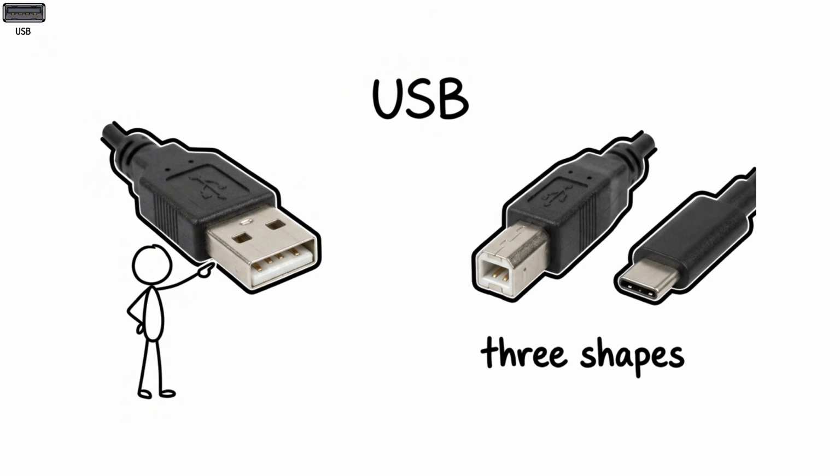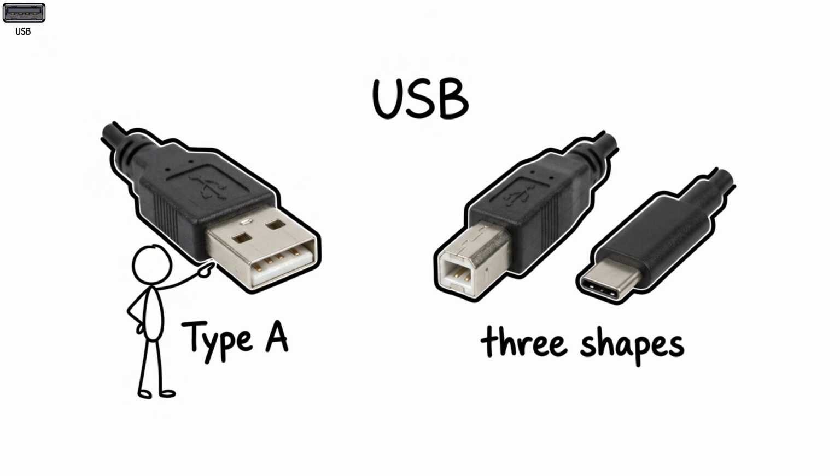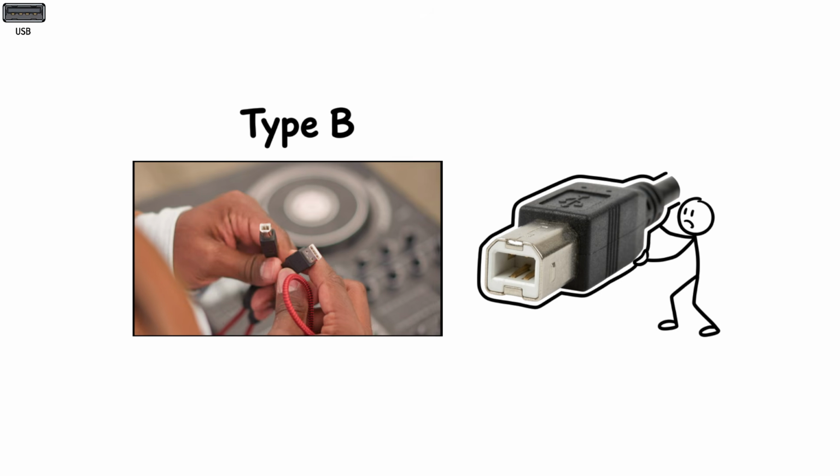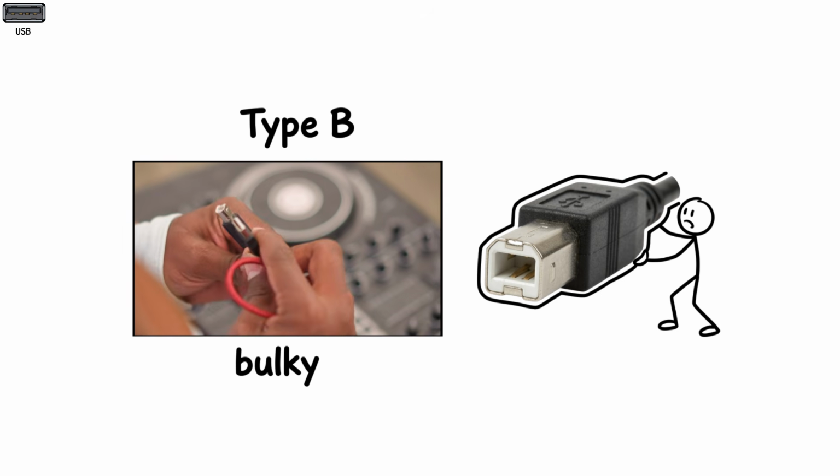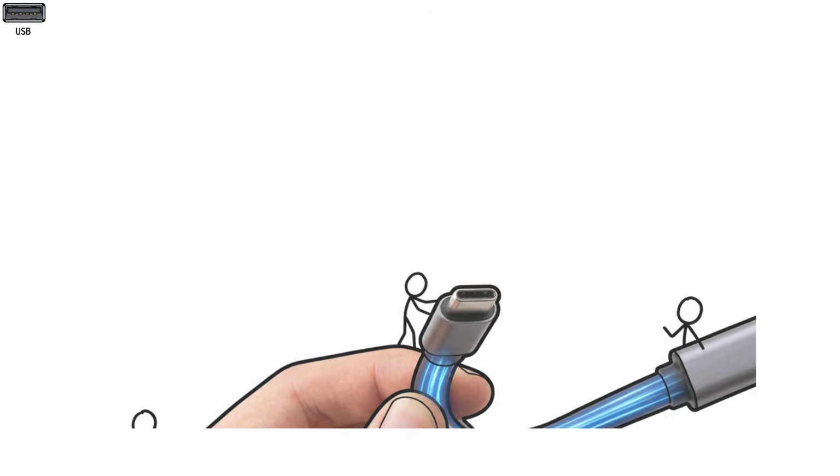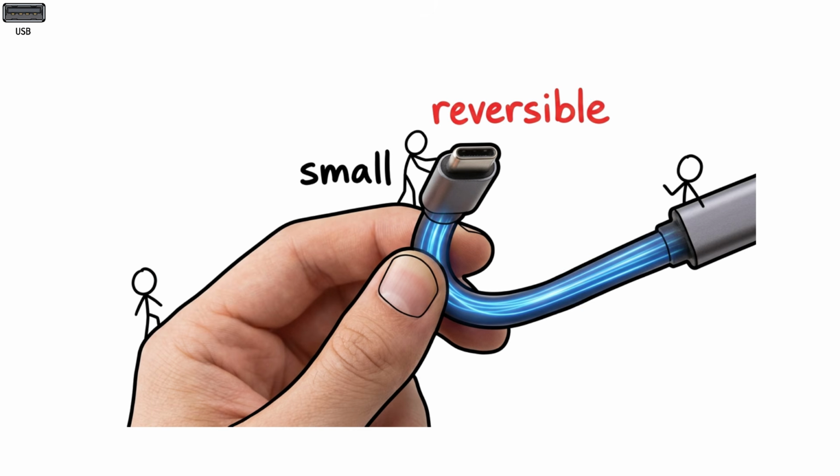USB comes in 3 shapes. Type A is the classic rectangular one. Type B is the bulky square one, mostly for printers. And Type C is the newest. It's small, reversible, and handles data, video, and power through one cable.